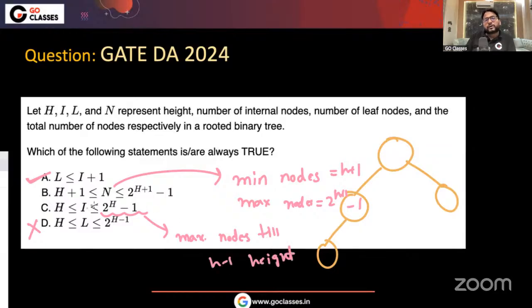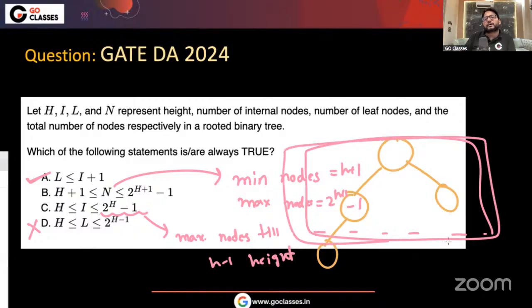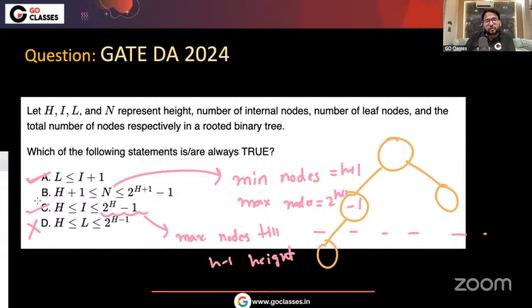So internal nodes have to be less than or equal to that, since at the last level, at most these could be internal nodes. The maximum number of internal nodes could be the nodes up to height h minus 1. So that's why this is also true, and this is also true. Understood? So A, B, C are true, and D is anyway false, we have seen with the counter example.